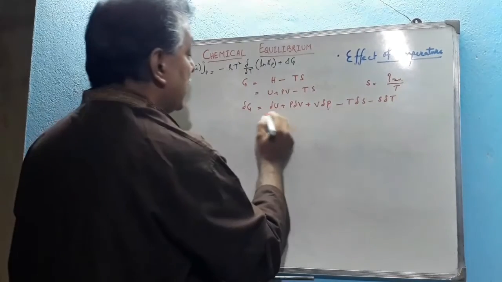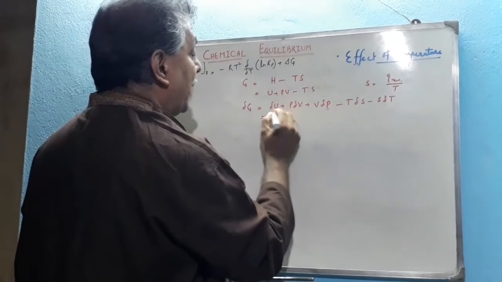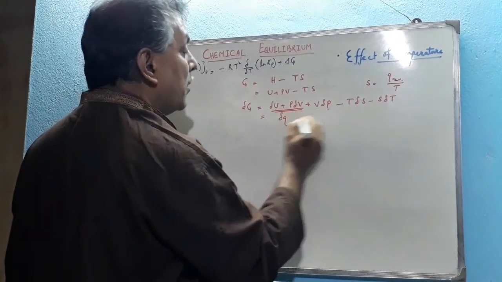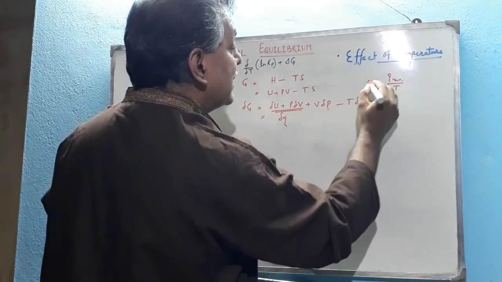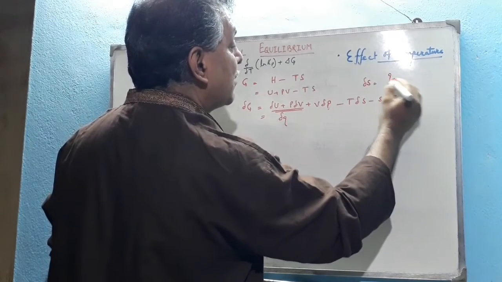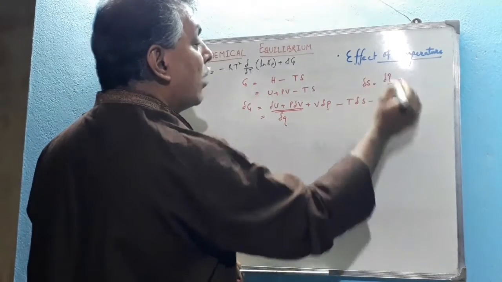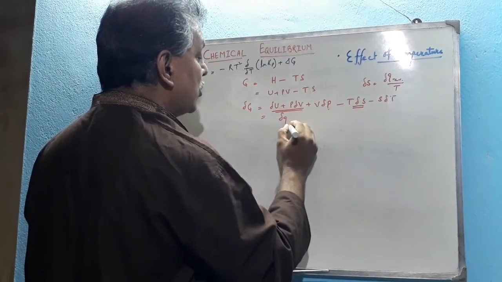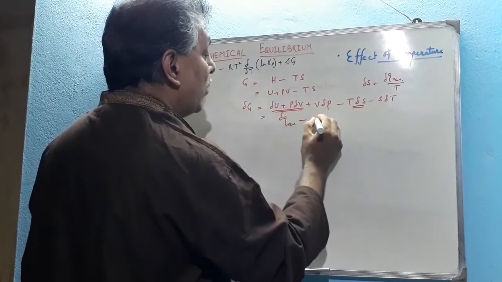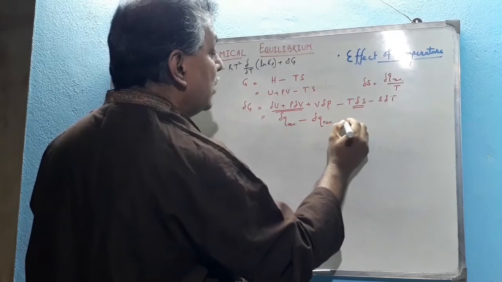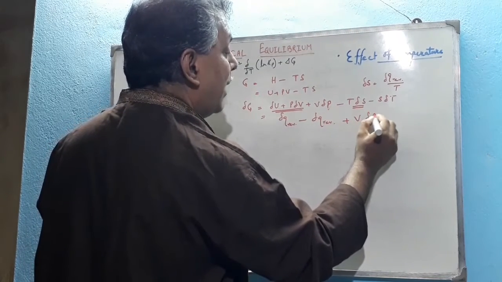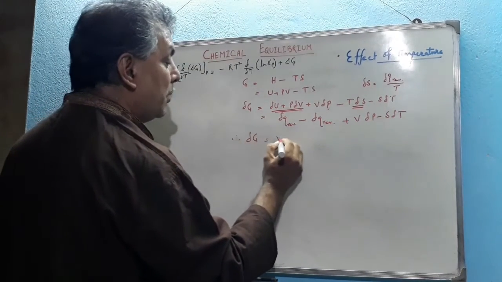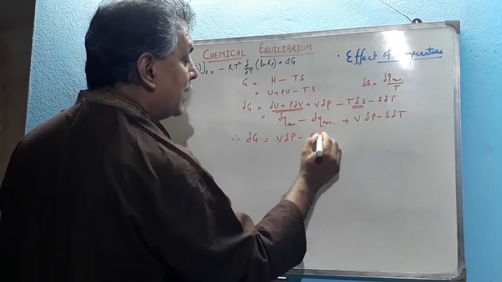See this, del U plus P del V equals del Q, and T del S: del S equals del Q reversible by T, so T del S equals del Q reversible. Instead of T del S we can write del Q reversible, so this is plus del Q reversible and this is minus del Q reversible, so this will be cancelled. The remaining part contains V del P minus S del T, therefore del G equals V del P minus S del T.